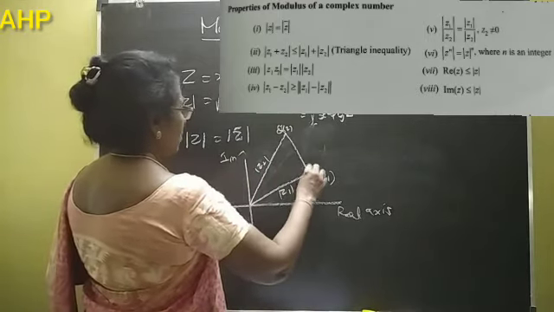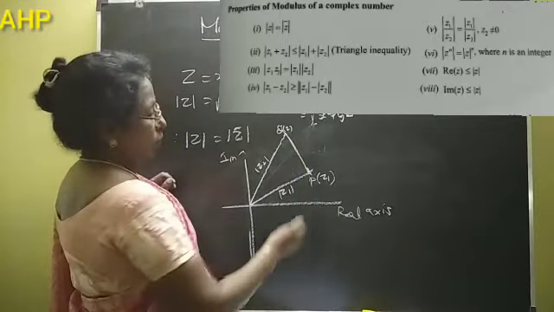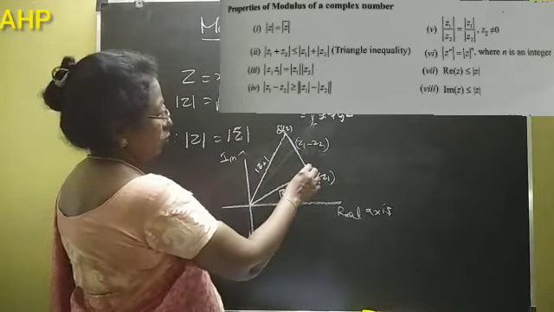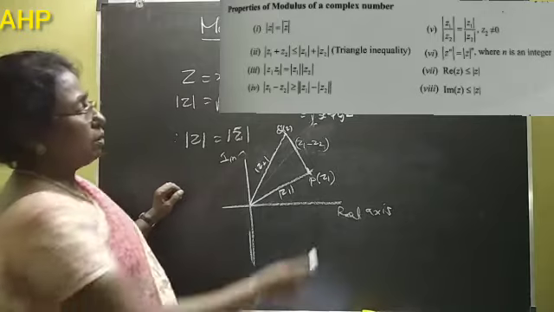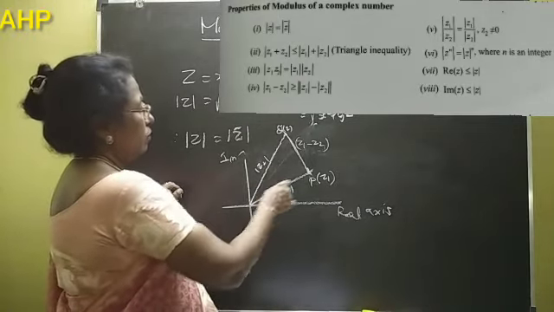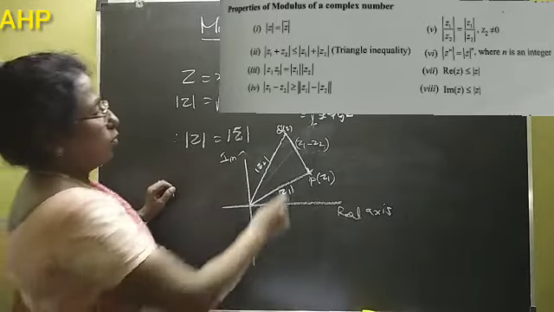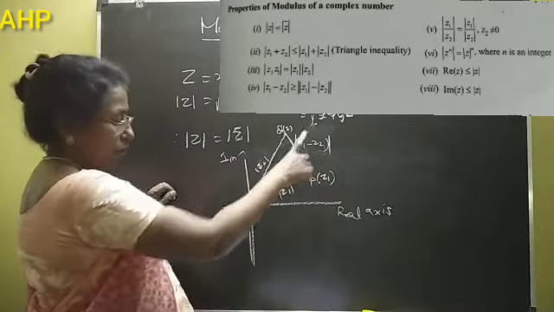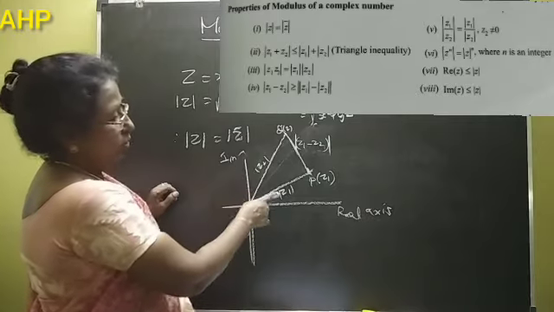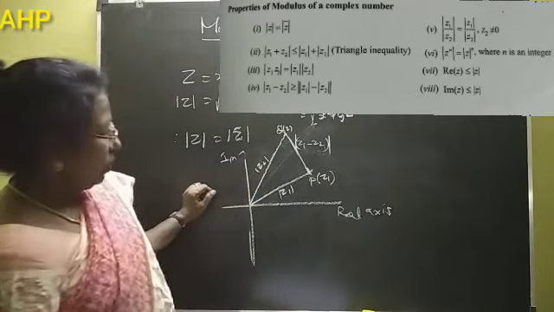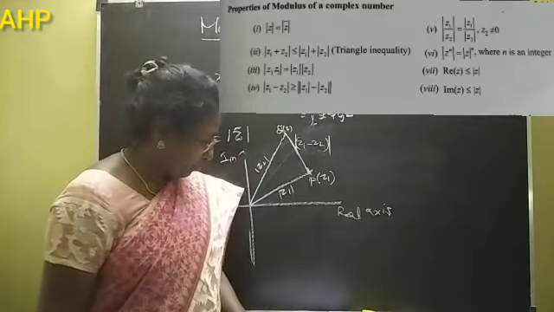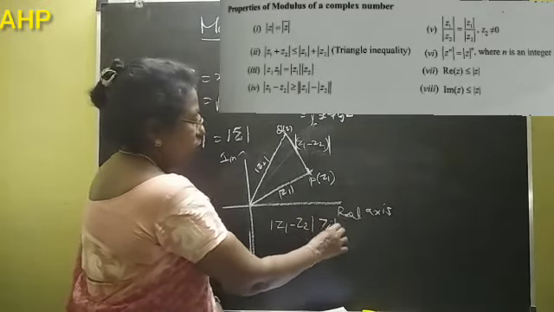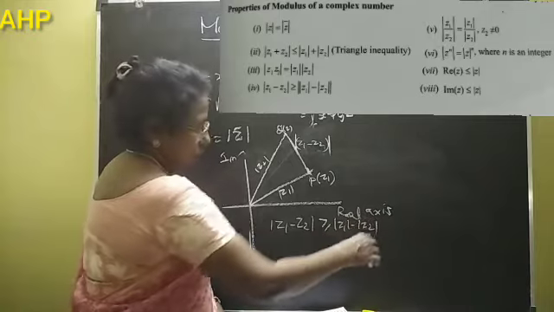Now the distance between P and Q is nothing but z1 minus z2. The difference between the two lines is given by PQ, which is nothing but the difference between OP and OQ. Therefore, this distance is nothing but the modulus of this. So this is always greater than or equal to the difference of these two. So modulus of z1 minus z2 is always greater than or equal to modulus z1 minus modulus z2.